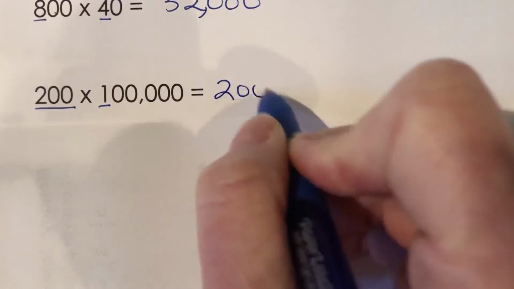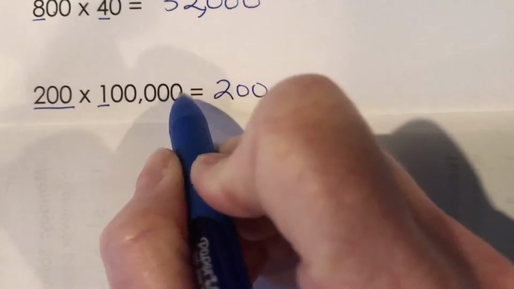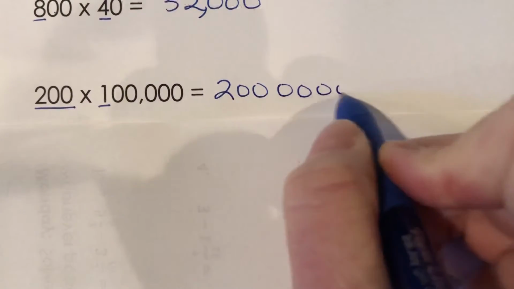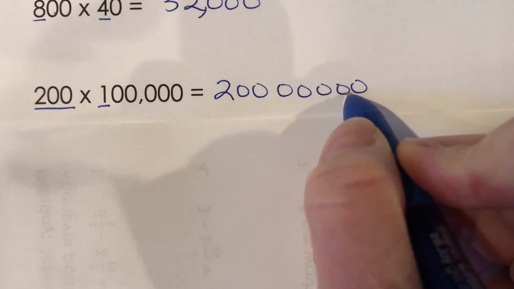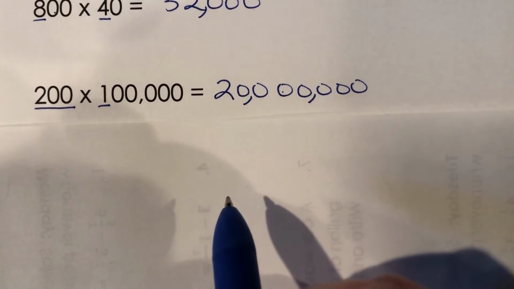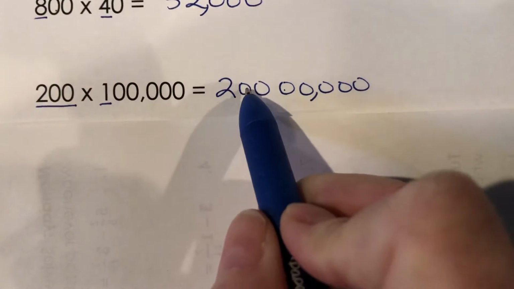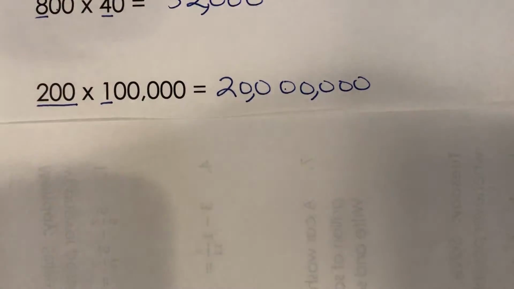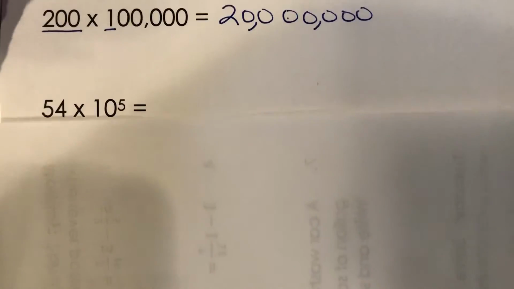That gives me 200. And there are 1, 2, 3, 4, 5 more zeros. So when I put my commas in, 1, 2, 3, 1, 2, 3, you get 20 million. That is what you should have. A 2 with 1, 2, 3, 4, 5, 6, 7 zeros. All right, erase. Next. 54 times 10 to the 5th power.